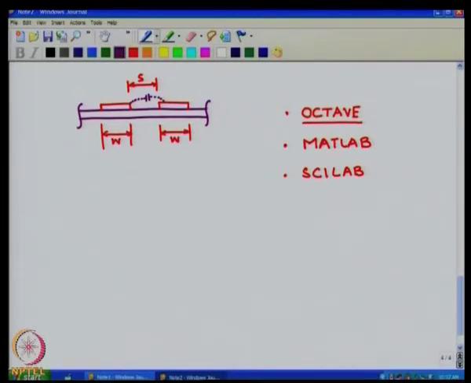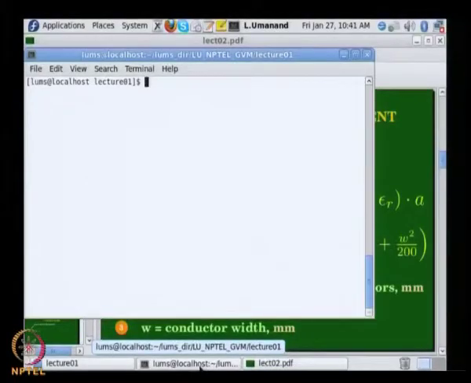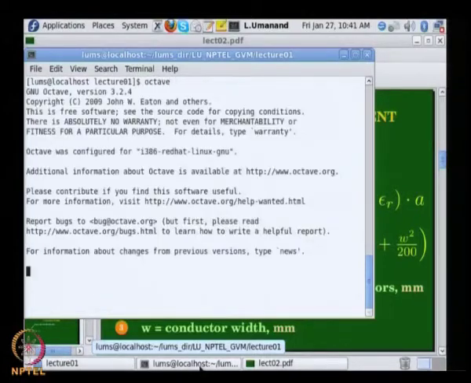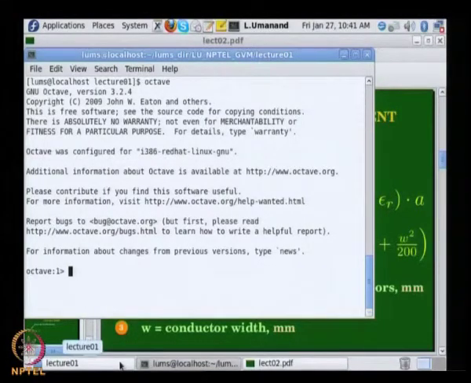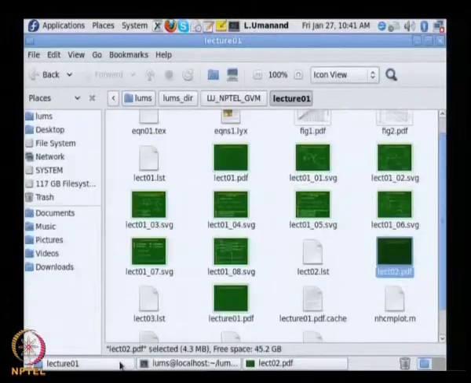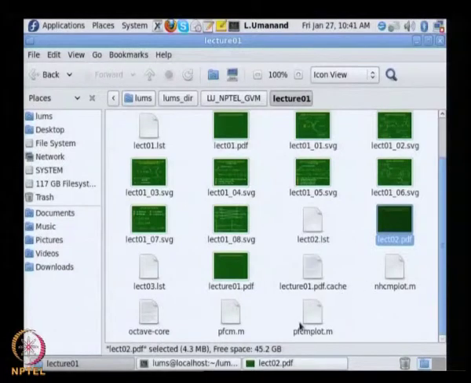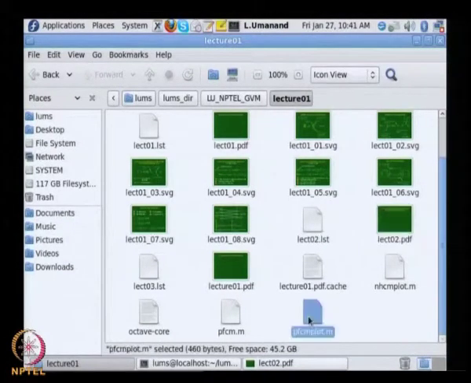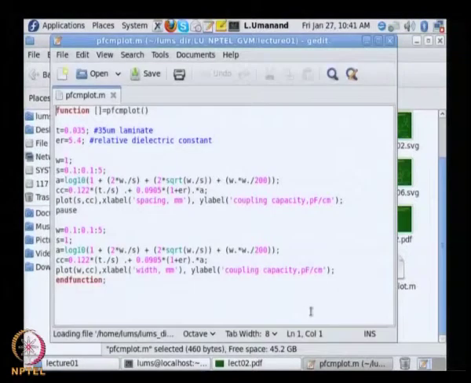So, let us go back. Let me take up a terminal window. Now, on the terminal window, let me go to the Octave environment, and you are there right now in the Octave environment, and you are ready to execute a program. Now, before executing the program, I would like to show you what is inside this particular function. This is a simple script file.